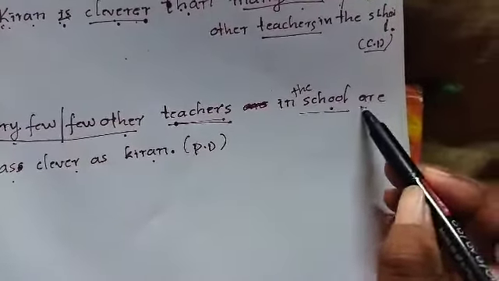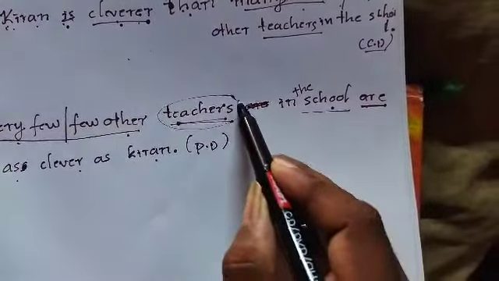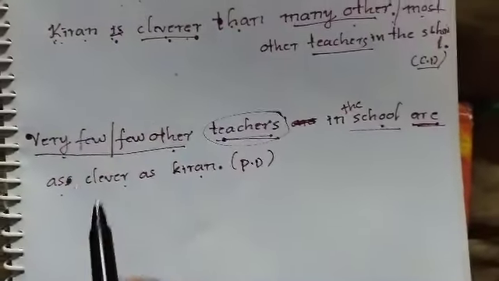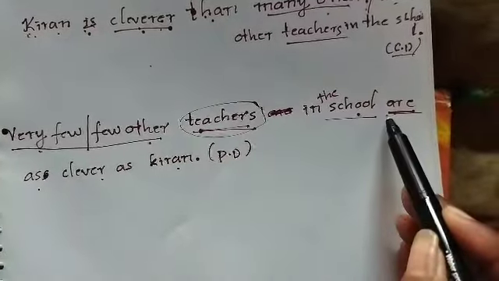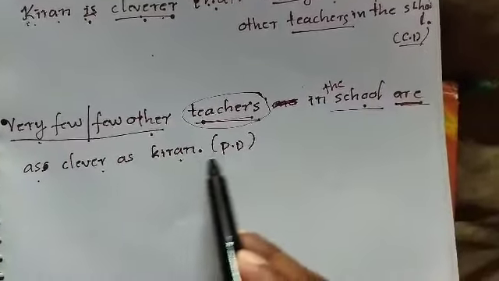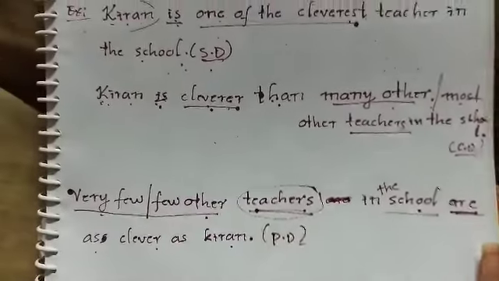Here, why do we have to use "are"? It is "few other", after that we use plural, no? So we should use "are". Very few or few other teachers in the school are as clever as Kiran. So in this way we will change that.